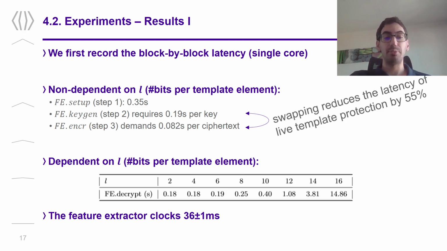Then, dependent on the number of bits per template element, we have the decryption that happens in the matching module. And we see that above 10 bits per template element, the decryption is taking a considerably long time, and it is impractical for pseudo real time. And finally, just to bear in mind, the feature extractor we chose is one that was optimized for latency and thus clocks 36 milliseconds, and it's almost unnoticeable compared to the rest of the elements of the system.